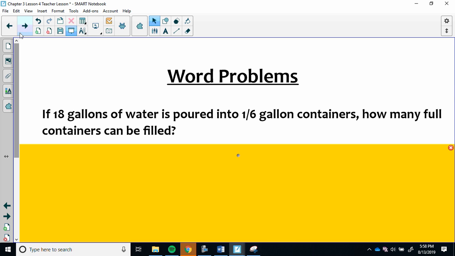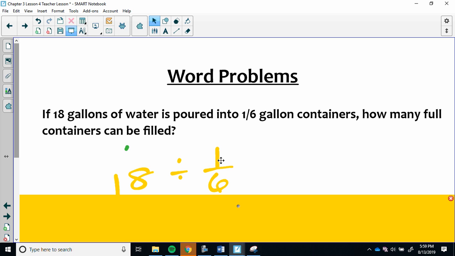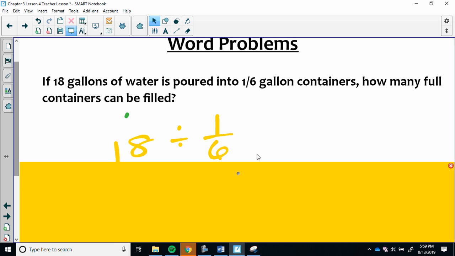Example number 2. If 18 gallons of water is poured into 1/6 gallon containers, how many full containers can be filled? This is very similar to their problem. Just change up the numbers a little bit, but we need to practice. So we take the total number of gallons, 18, and we divide it by what they want to pour them into, 1/6 gallon containers. Notice that my measurements have to be the same in order for this to work.